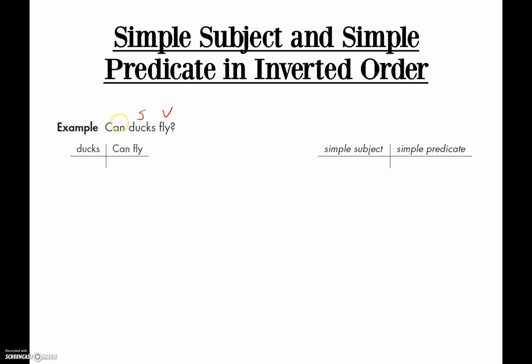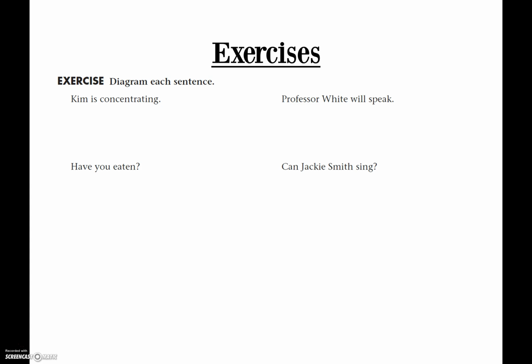Ducks fly. Can is a helping verb. It's auxiliary. So we're going to have can fly on the predicate side and ducks on the subject side. Notice that C is still capitalized and we've left the question mark off. Notice also that this question sentence is the same as a statement. Ducks can fly is a statement rather than a question. They are diagrammed exactly the same way.